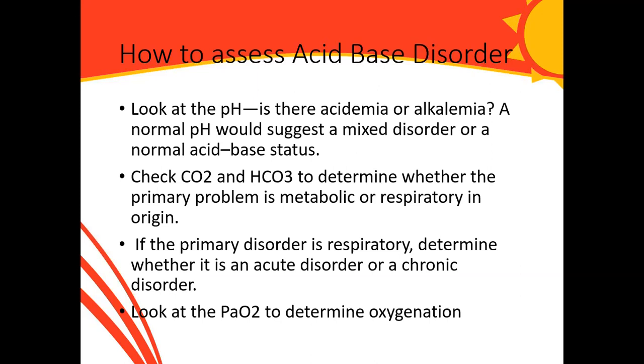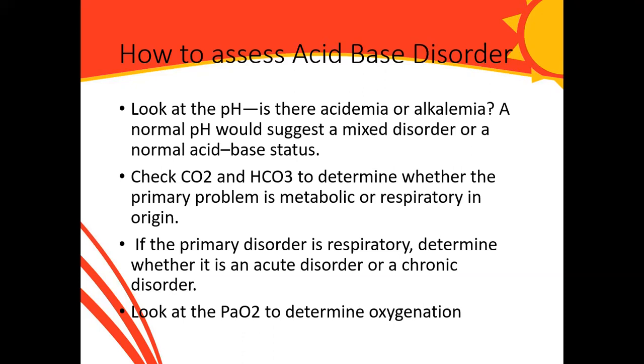Now, this way you use ROME, R-O-M-E. I taught you this, so I'm just trying to make you remember. ROME is used to determine the primary disorder. For respiratory, your pH and your PCO2 will go in opposite directions: R, respiratory opposite; ME, metabolic equivalent. So if your pH is high and your PCO2 is low, you know that you're having respiratory alkalosis, and vice versa.